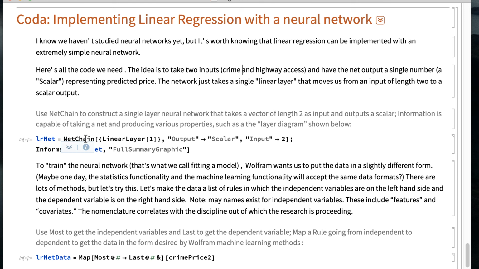Here's how we're going to implement it. We're going to say that it's a chain. That is, there could be lots of functions that you keep iterating.